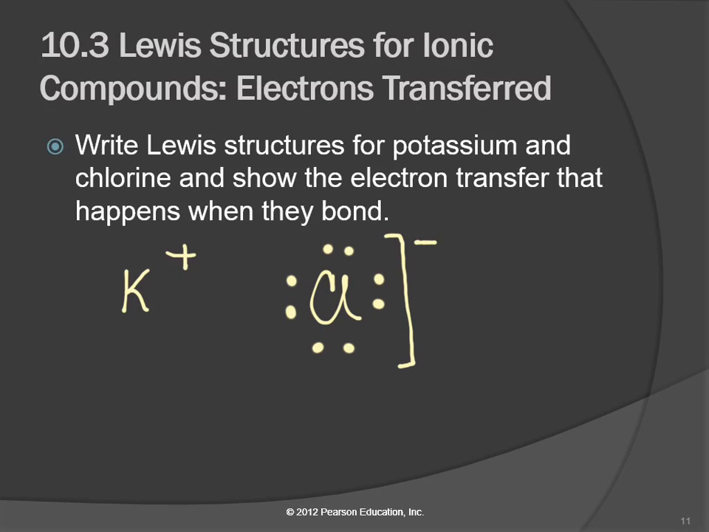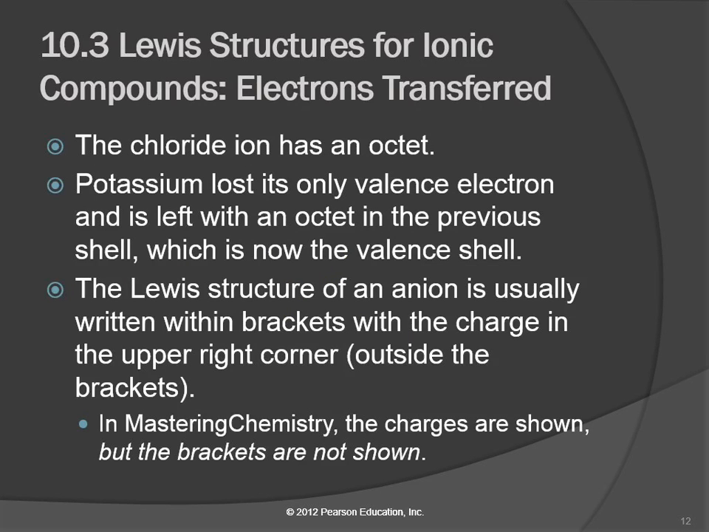And just so it doesn't get lost in the dots, we put brackets. Mastering Chemistry doesn't do brackets. Any questions? So the chloride has an octet. The potassium lost its only valence electron. Underneath is the valence shell. We usually put brackets in there. Mastering Chemistry has you show the charges, but they haven't figured out how to do brackets. I don't know what kind of lame sauce that is, but just know that. Don't text me saying, how do I put brackets on my ion? You can't. I told you just now.